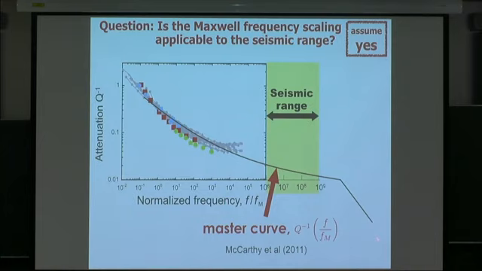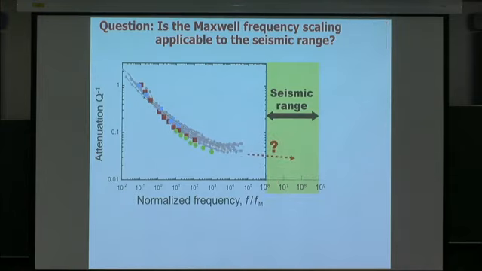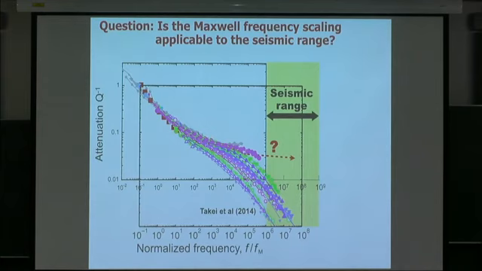And after the publication of this master curve model, in order to answer this fundamental question, we improved our experimental method and obtained data at higher normalized frequencies. And these new data, published in 2014, clearly show that when normalized frequency is high, attenuation varies significantly depending on each experimental condition.